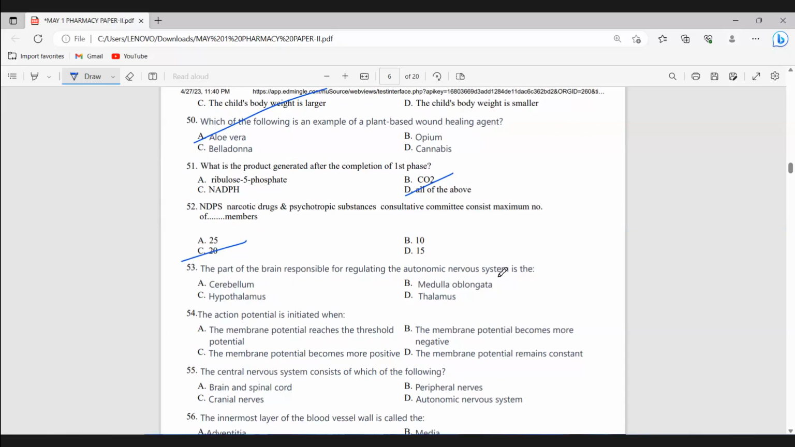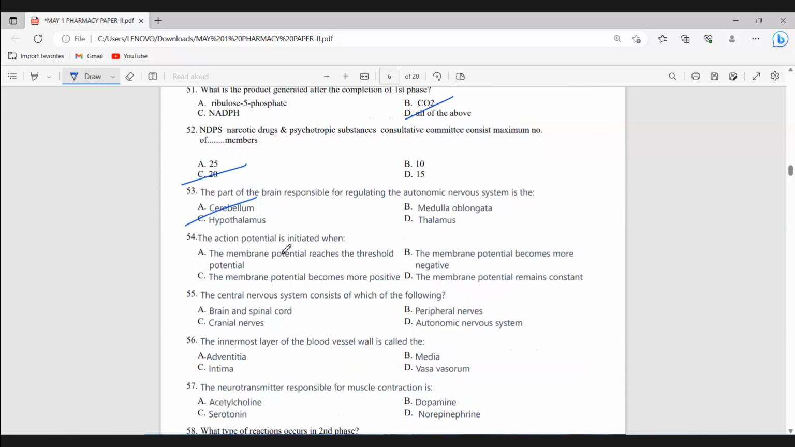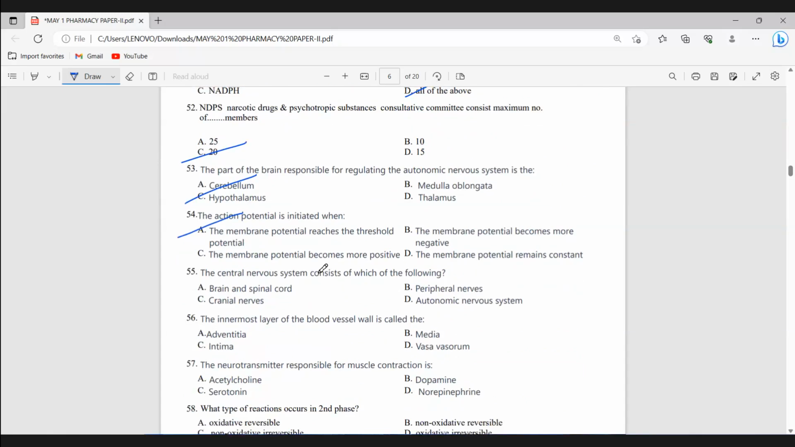Then 53, the part of brain responsible for regulating the autonomic nervous system is hypothalamus. Then 54, the action potential is initiated when the membrane potential reaches threshold potential. Then 55, the central nervous system consists of brain and spinal cord.